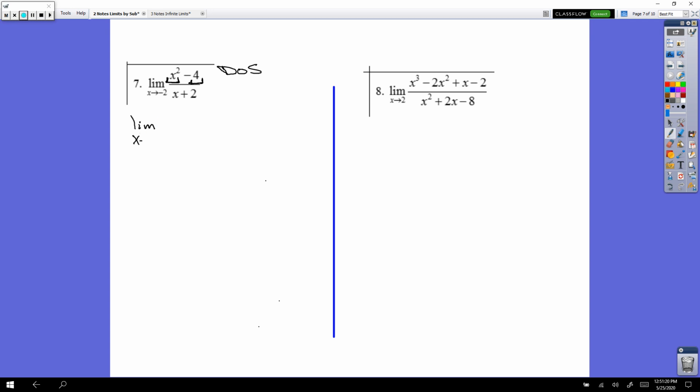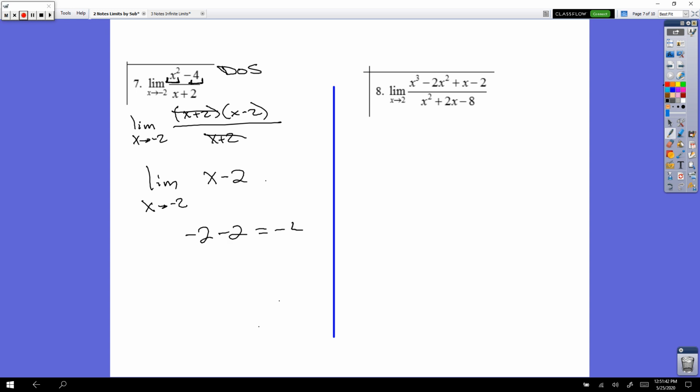So we have the limit as x approaches negative 2. On top we have x plus 2, x minus 2. Bottom we have x plus 2. So I see the x plus 2's will cancel. So we have the limit as x approaches negative 2 of x minus 2. And now I can substitute, which gives me negative 4.